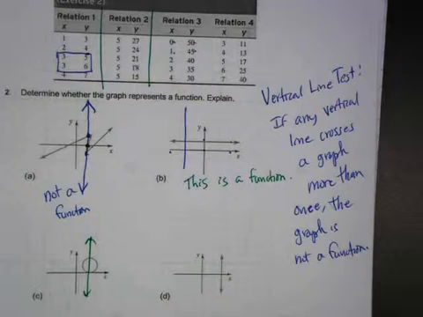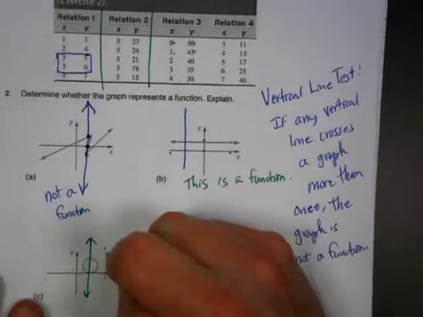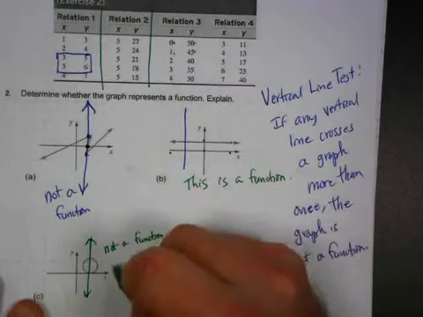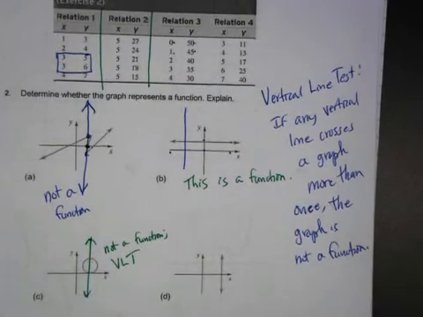How many times does that vertical line hit that circle? Twice. So what does that tell me? So our answer would be not a function. And we would say we used the vertical line test, which you are allowed to be lazy and abbreviate. VLT. You do not have to write out all the words vertical line test. You can abbreviate it VLT.